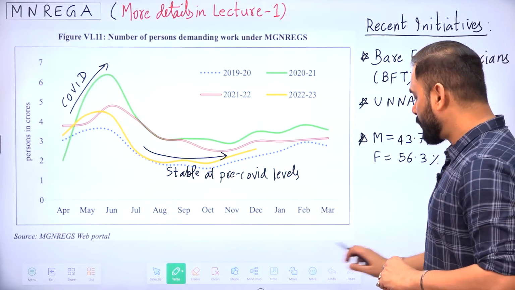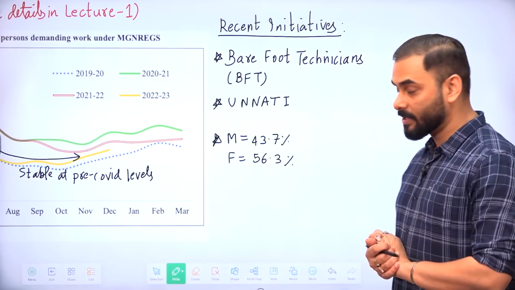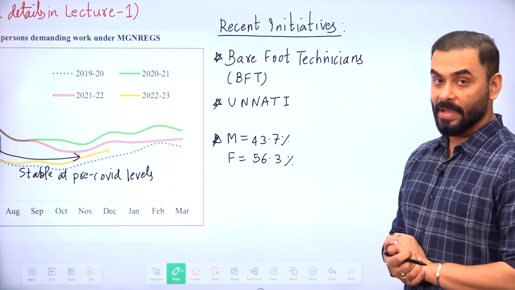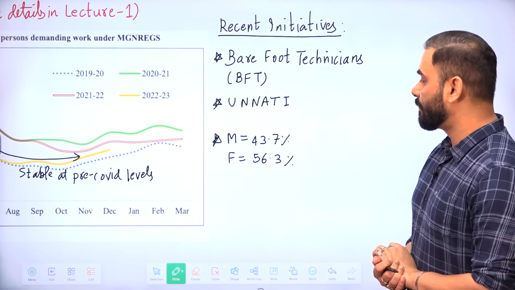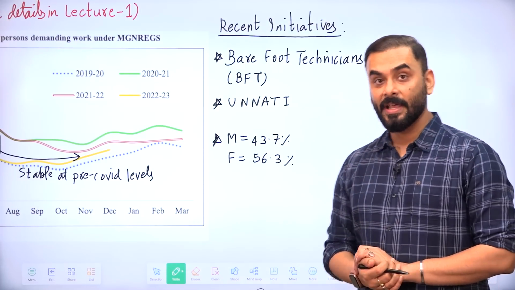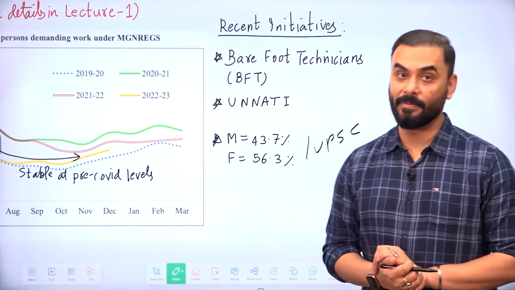Under Manrega, there is one thing which is very unique, that the participation of women workers is more than men workers. So female participation is more than male. Female is 56.3%, male 43.7%. And this question has been asked in UPSC already 6 years back in prelims.